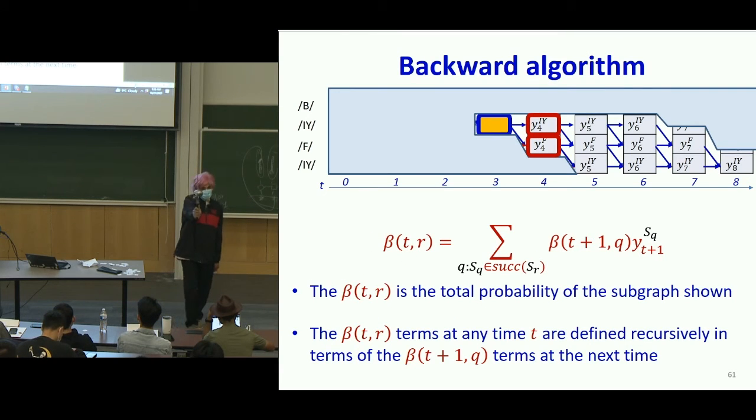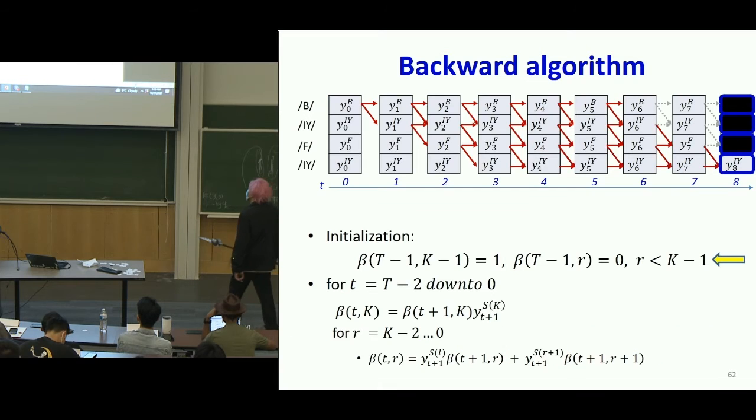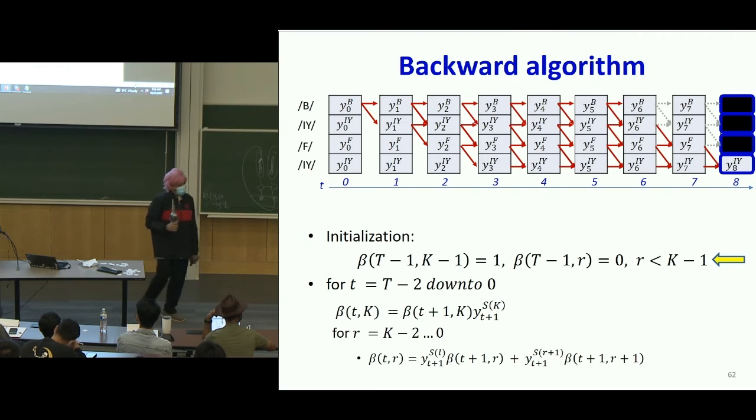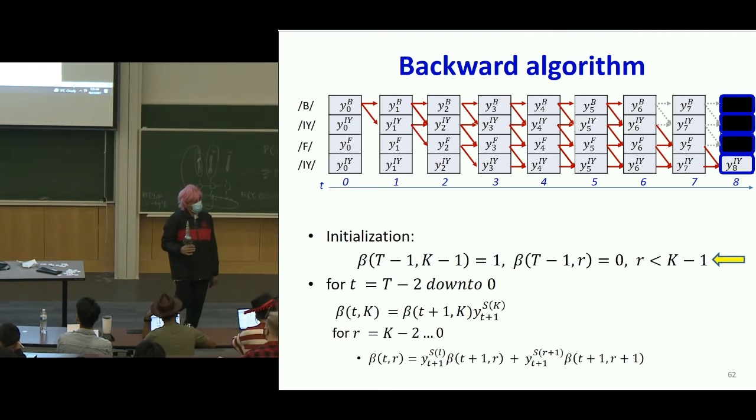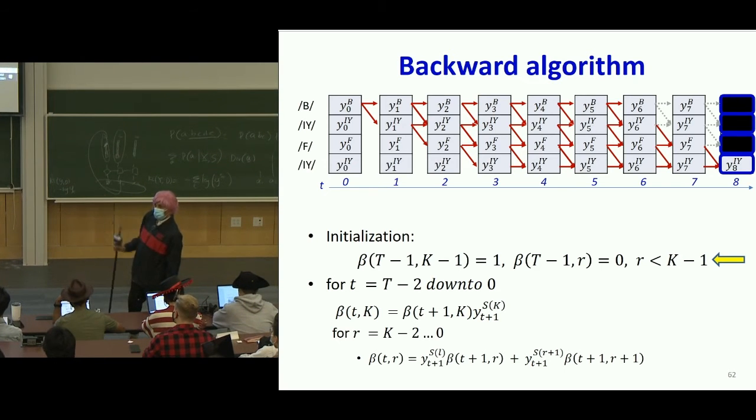We have defined the beta term at each time, at any position, in terms of the betas in the next column. And this gives us our setup. I know that the graph ends only at the bottom right corner. So the beta for the bottom right node is going to be 1. For the rest of them, it's going to be 0 in the final column.